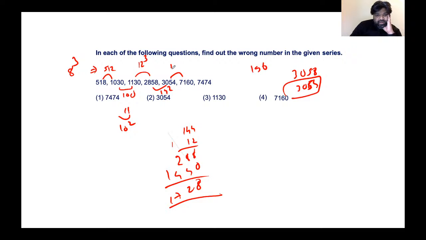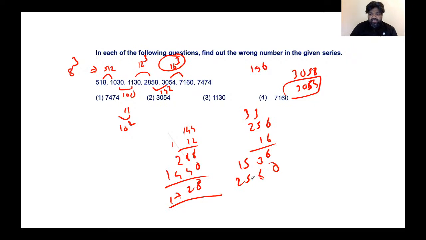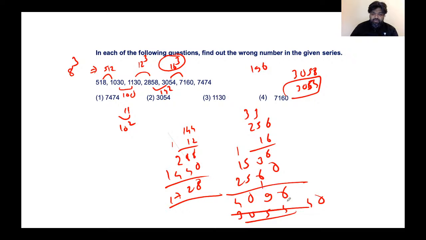This should be 16 cube. What is 16 cube? 16 square is 256, into 16 is 4096. 4096 plus 3054 will be 7150. So this is wrong. What is wrong? This is wrong, guys. This is the odd one.